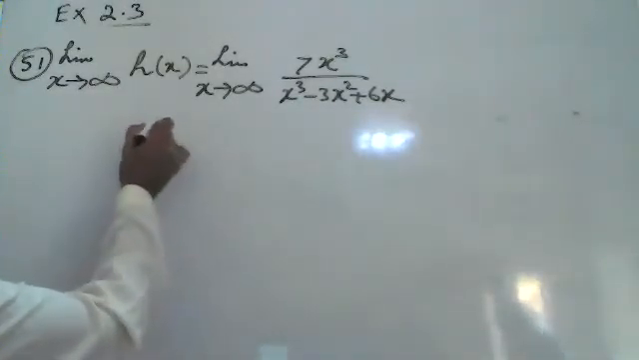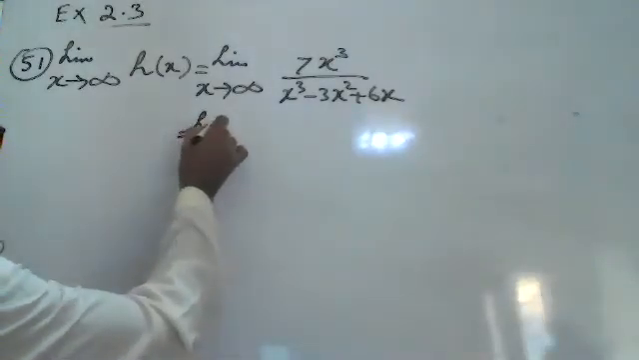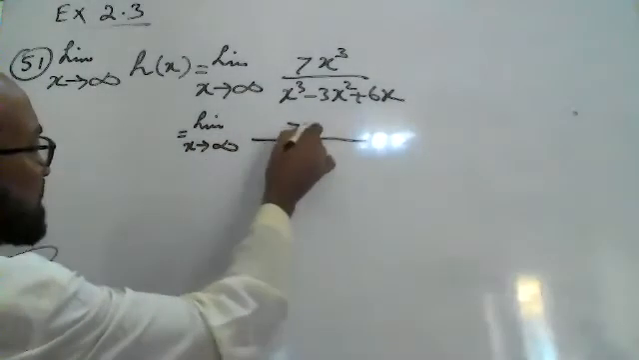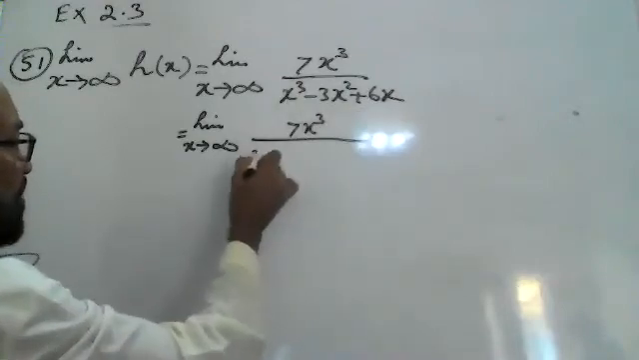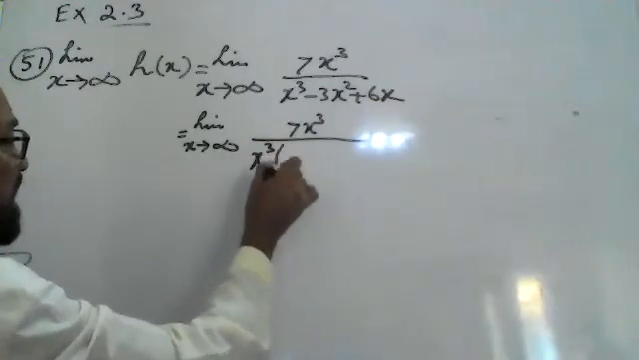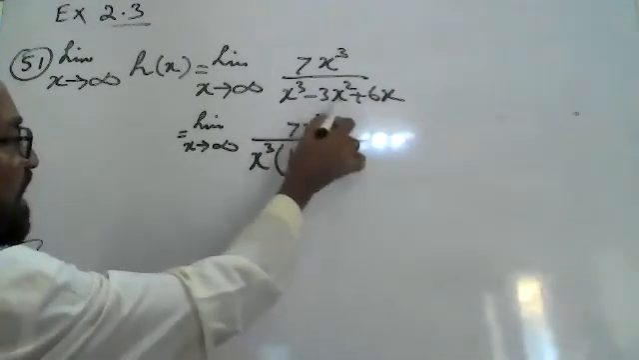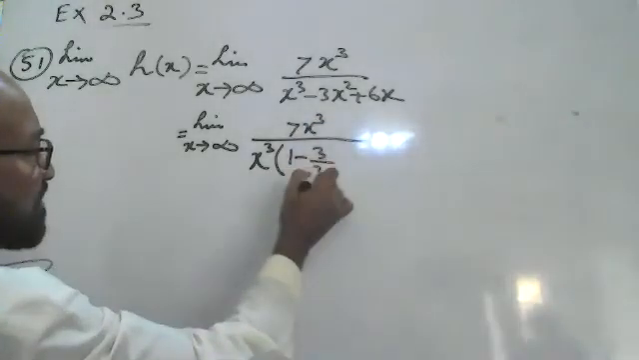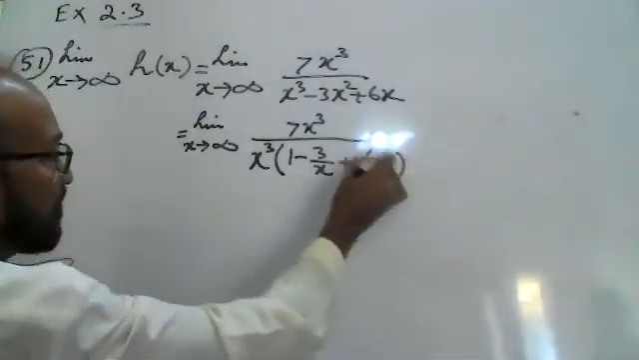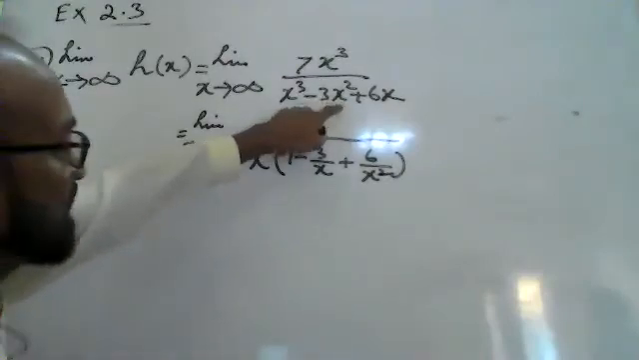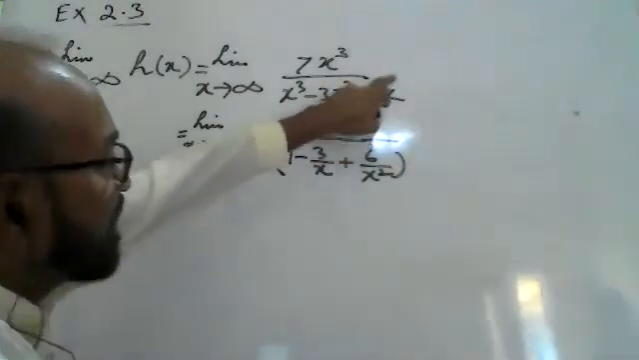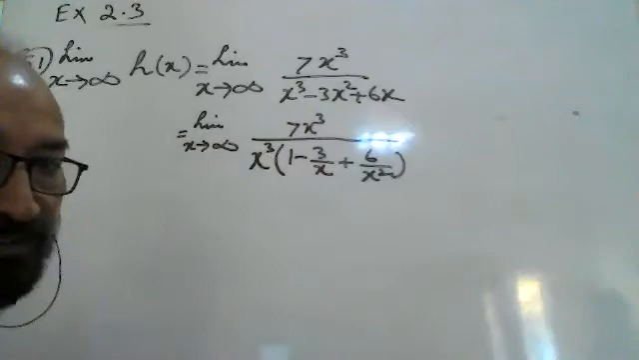So limit x tends to infinity, 7x cube. From here, x cube is common. Inside will be 1 minus, this is divided by x cube, it will become 3 over x. This is divided by x cube, it will become 6 over x square. Here x power 2 is cancelled by x power 3, only one x is left. Here one power is cancelled, x raised to power 2 is left.